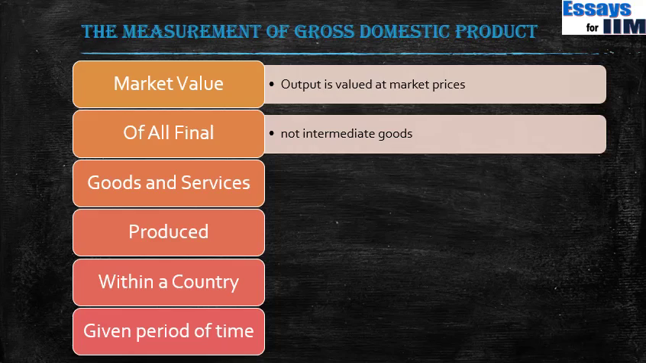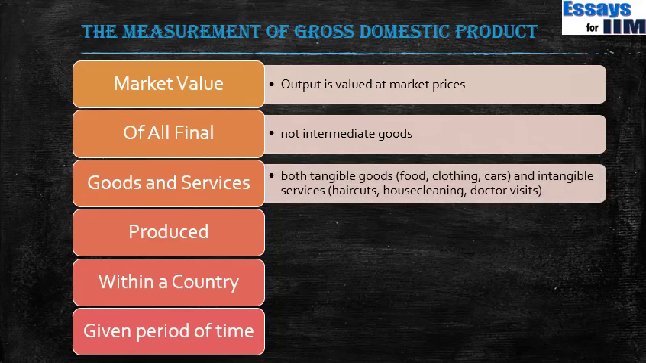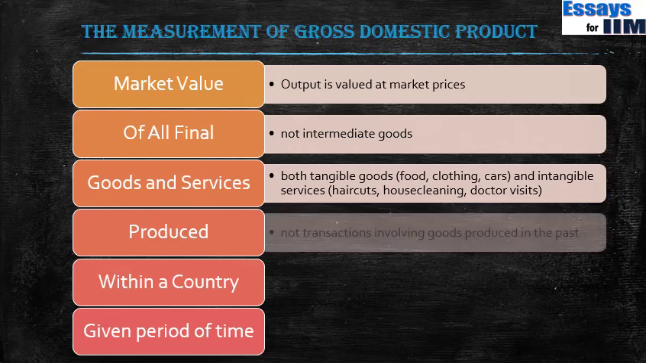Had this wheat been sold to a final consumer who would have used it himself, or had the flour been sold to a final consumer who used it himself, then obviously it would be added. So this is an important distinction which you need to remember. Goods and services: both tangible goods like food, clothing, cars, and intangible services like haircuts, house cleaning, doctor visits are included in GDP.